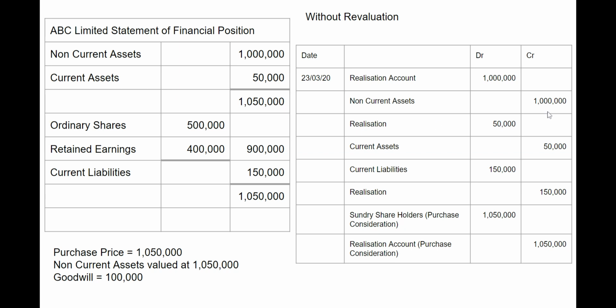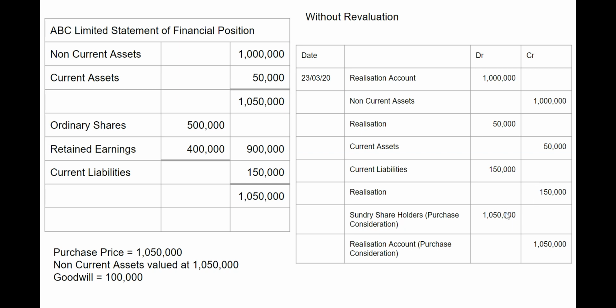And just note, unless you are told specifically to revalue the non-current assets first, I'm using the statement of financial position for the non-current assets. For the liability accounts, it works the opposite way around. Because we have a credit balance on the current liabilities, I need to put a debit balance on there to close it down, and I need to credit the realisation account.